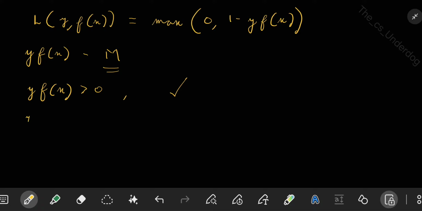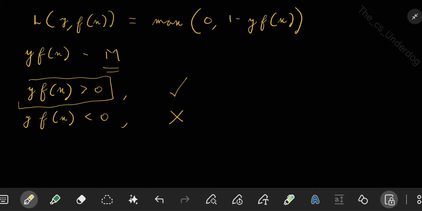Similarly, if your y into f of x is lesser than 0, that means your prediction is wrong. This is the basic thing. So as of now, you would feel like it is just classifying, because whenever y into f of x is greater than 0, it is saying your prediction is correct, and whenever y into f of x is lesser than 0, it is saying your prediction is wrong. So till this point, you will feel like the model is simply saying that it is class 1 or class 2.